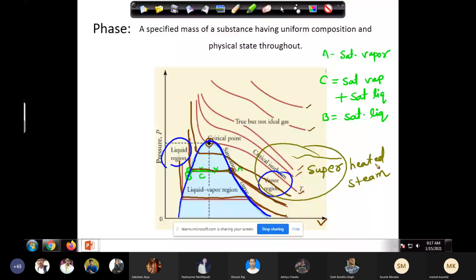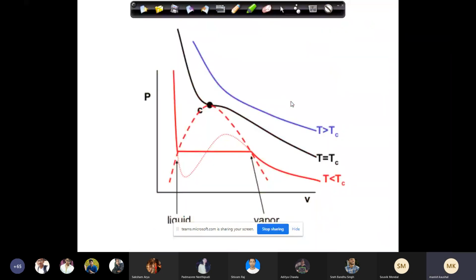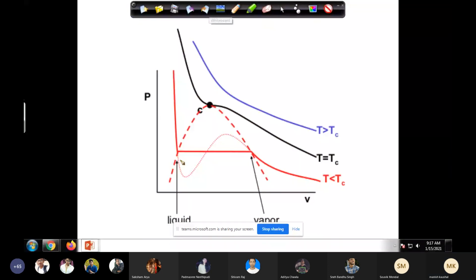Now what you see here, this will become clear when we read the equation of state, the van der Waals equation. This is the solution of the van der Waals equation. And in reality, we know that it doesn't exist. This is not reality. In reality, this red curve is there.